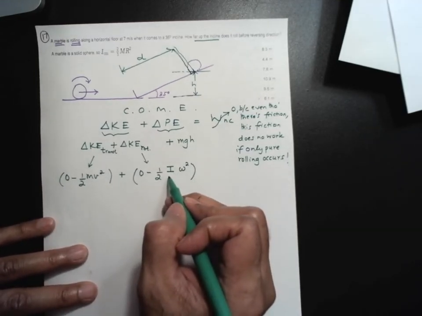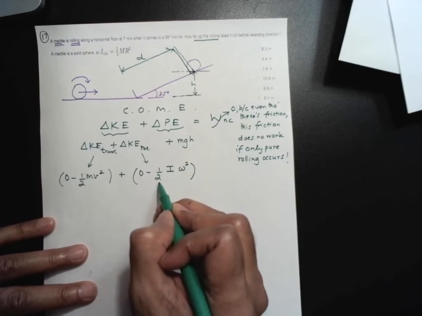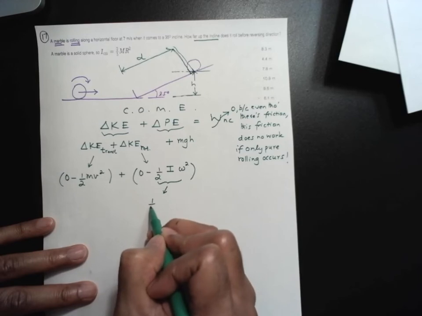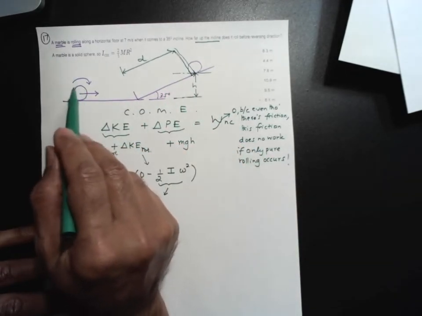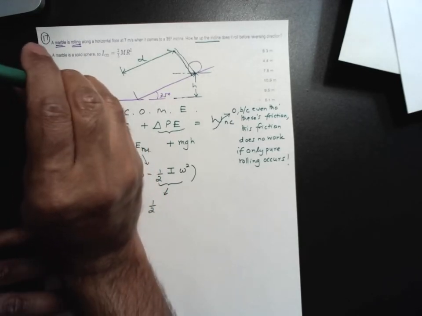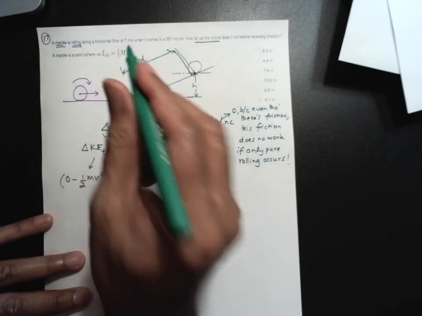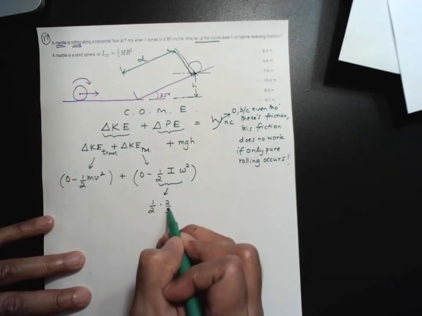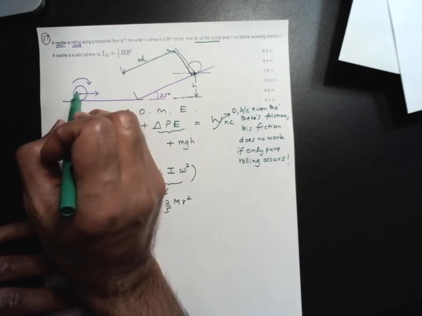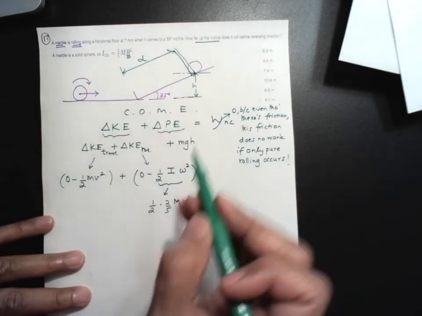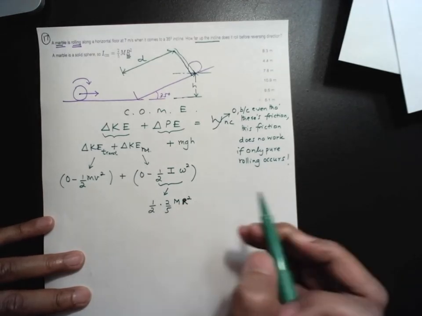What's the moment of inertia? You have to treat it like an object that's rotating about an axis going through its center, right there. And so the moment of inertia is 2/5 mass times radius squared. And you'll notice that they did not give us the radius of the marble, but I'm not panicked because that means that it's going to cancel.